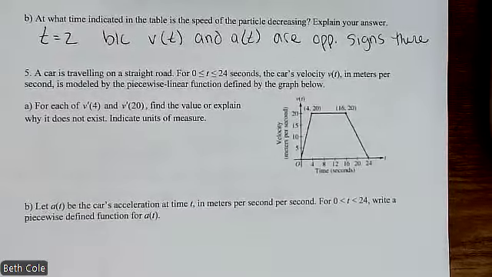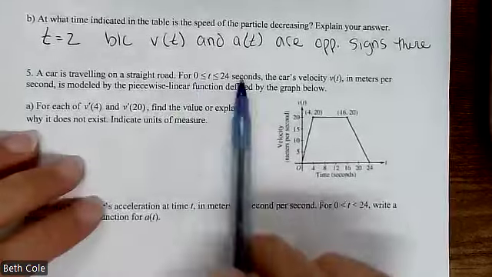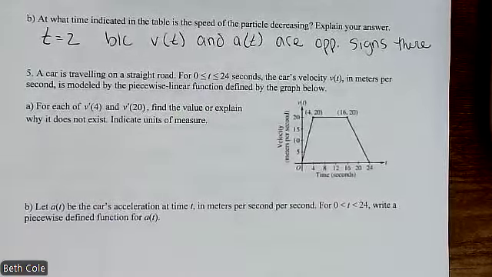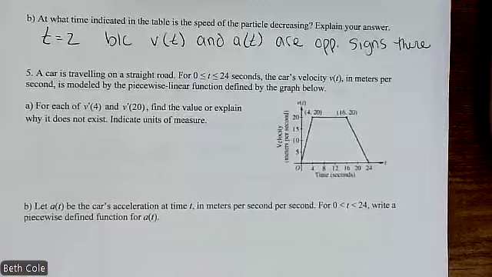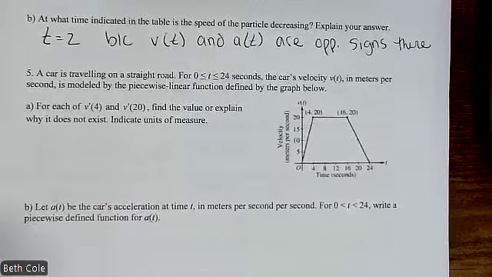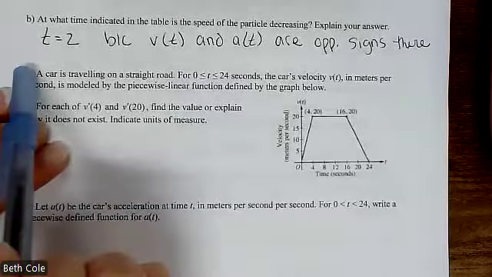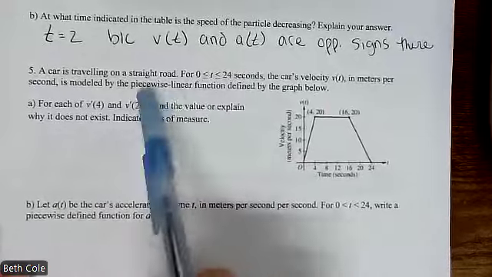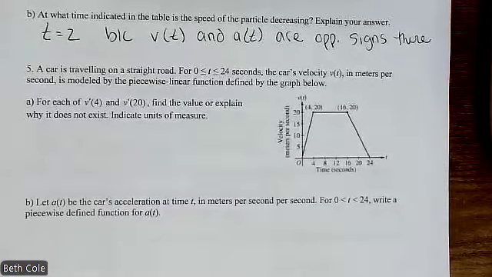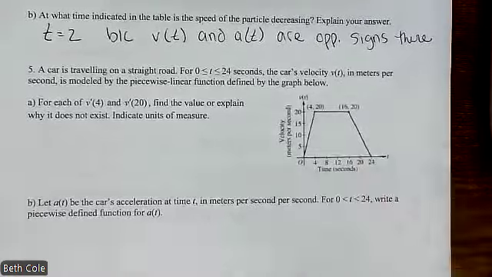All right, last one. A car is traveling on a straight road from 0 to 24 seconds. What did they give us? Good job. Velocity. What are our units? Meters per second. Do you see how it's something per something else? Now they throw this piecewise linear at you. You don't need that. Piecewise means it's broken into pieces. Linear means lines. Do you see how it's lines?